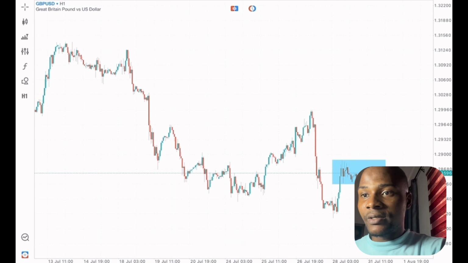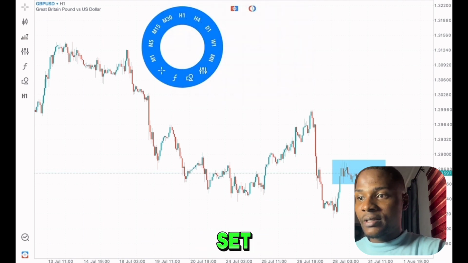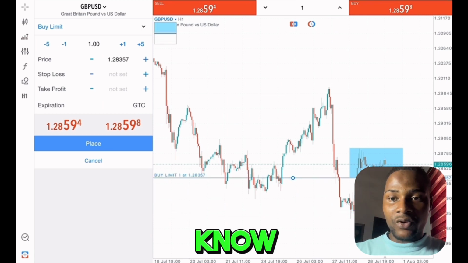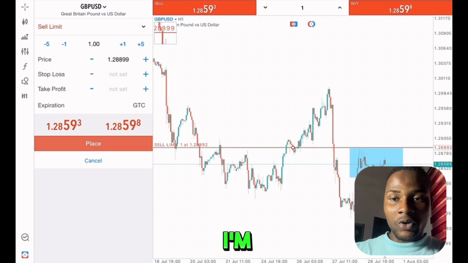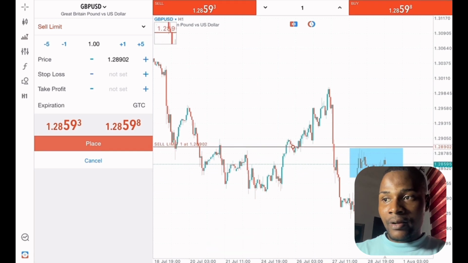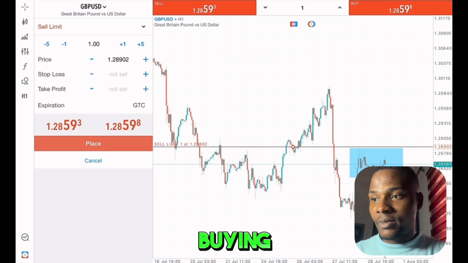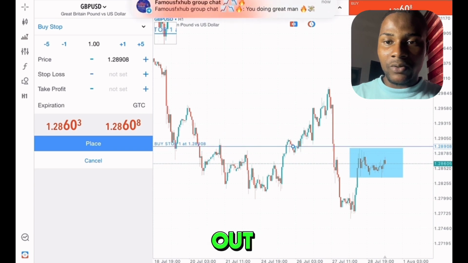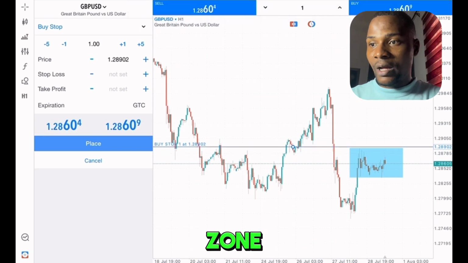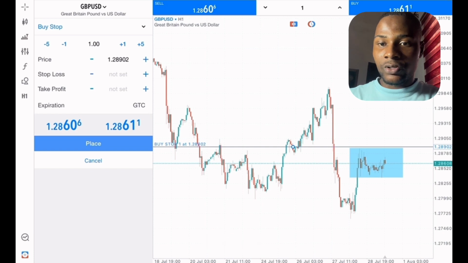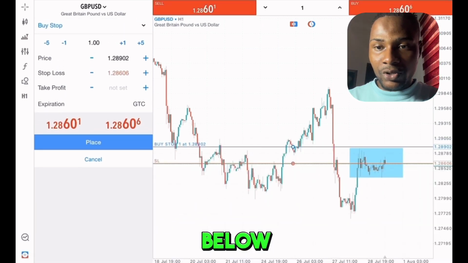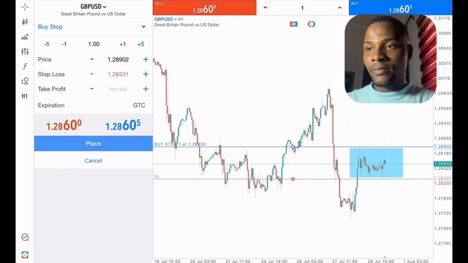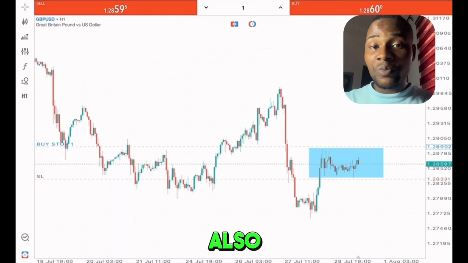So what I'm going to do right now is set a buy stop. I know if it breaks to the upside, then it's going to buy. So I'm going to put a buy stop, not buy limit. I'm going to put a buy stop above my blue zone, which I have marked out, and then the stop loss for it is going to be below the blue zone. Then I'm going to place it.